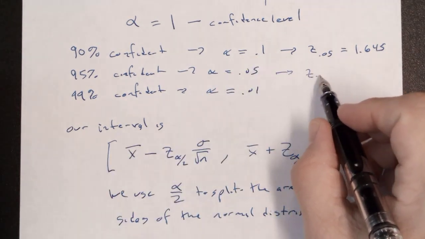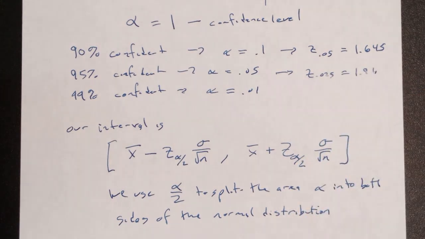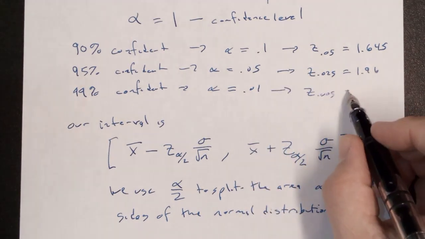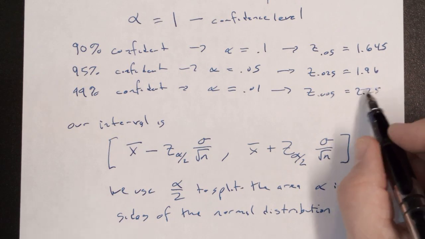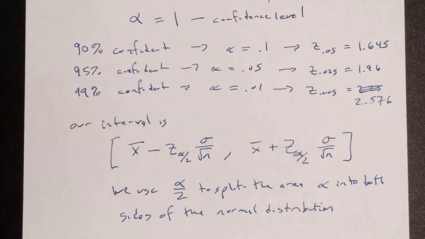Here, Z.025 is 1.96. And here, Z.005 is 2.576. Exactly the same numbers we were just working with.